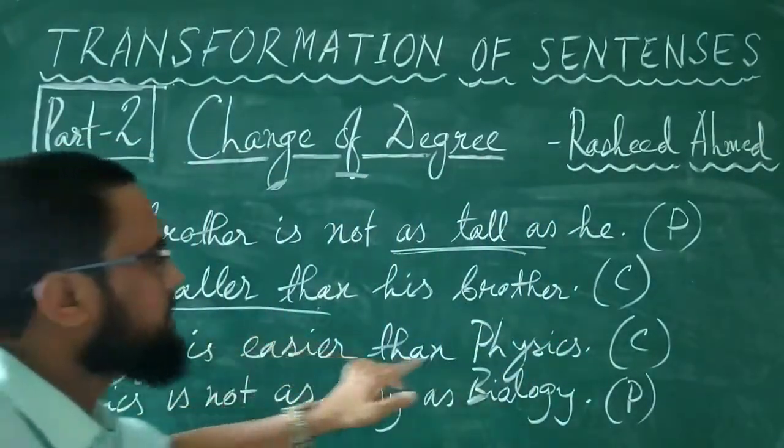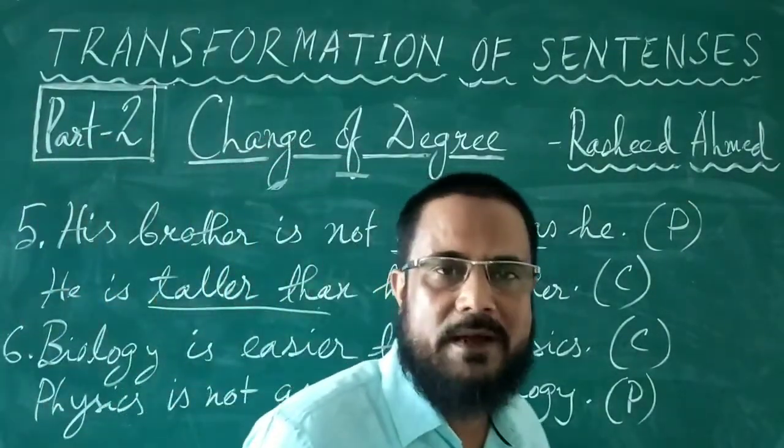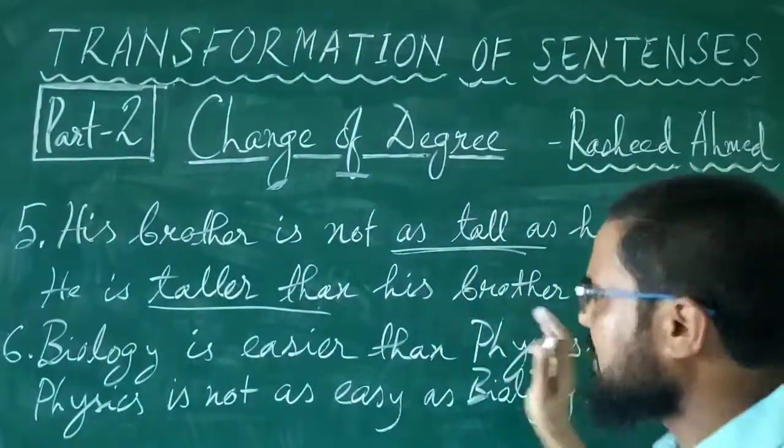Biology is easier than physics, comparative degree. Physics is not as easy as biology, or physics is not so easy as biology. That will be the positive degree.